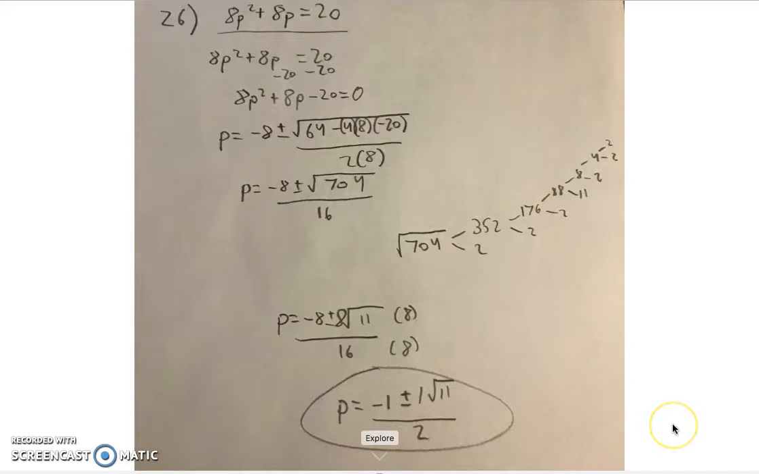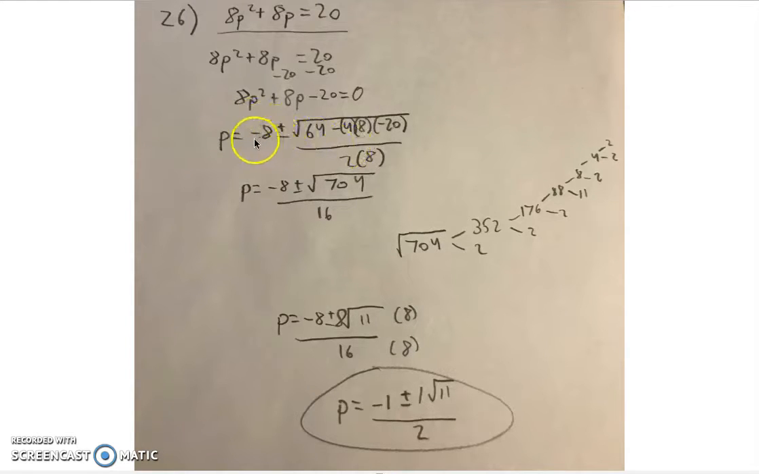Now, for number 26, you have to do the quadratic formula with the equation 8p squared plus 8p equals 20. First, you need to have the equation equal 0, so you subtract 20 from the right side and from the left side. So then you have the equation you're going to work with, 8p squared plus 8p minus 20 equals 0. Then you solve for p using the quadratic formula.